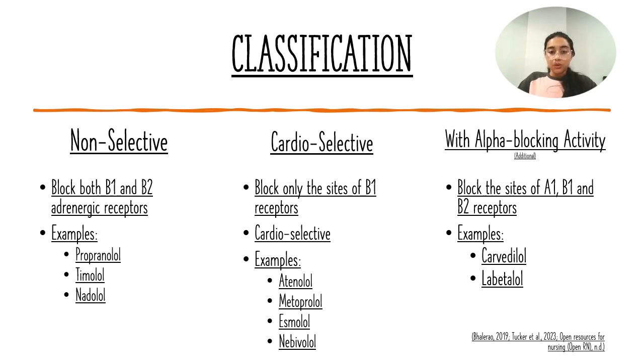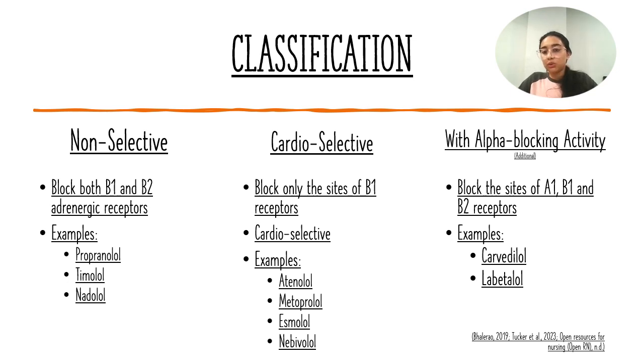Coming to the cardioselective ones, they only block the beta-1 receptors, that is, the receptors that are present in the heart, and block the release of renin from the kidneys. So these are cardioselective. Of course, they act on the heart. The examples are atenolol, metoprolol, esmolol, and nebivolol.